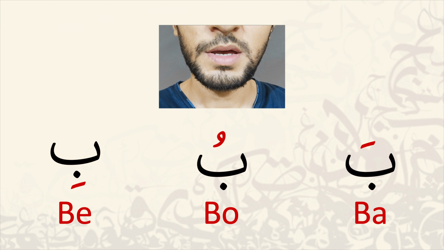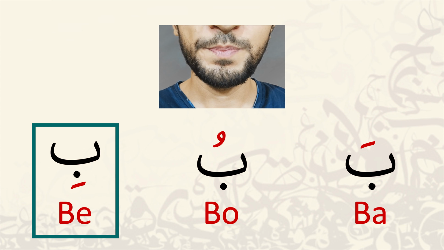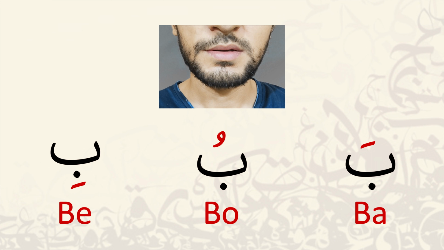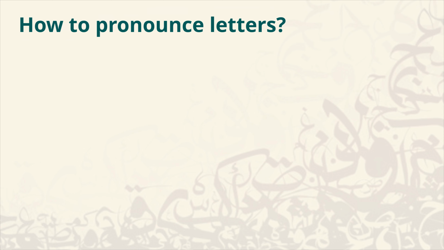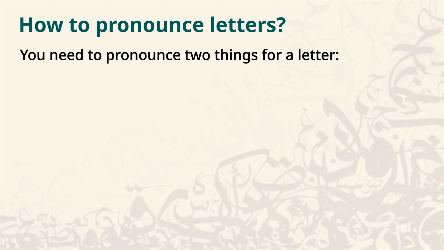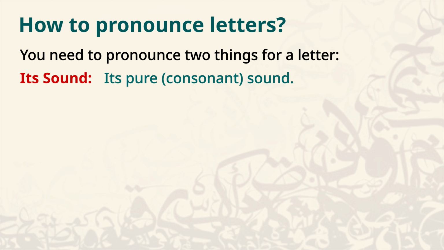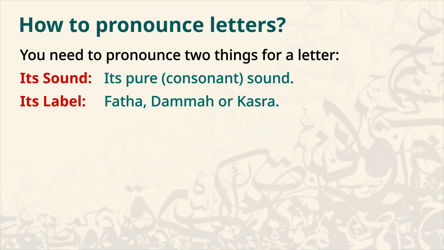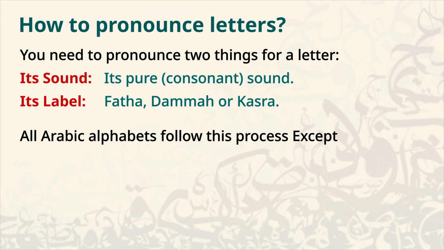That's how we teach Arabic labels for kids in Arabian countries. Ba, Bu, Bi, by pronouncing each letter in its three basic phases. So in order to spell a letter in Arabic, you pronounce both its pure sound first and its label sound. All Arabic alphabet follow this process except for the first letter in Arabic, Alif, which has this Hamza shape.